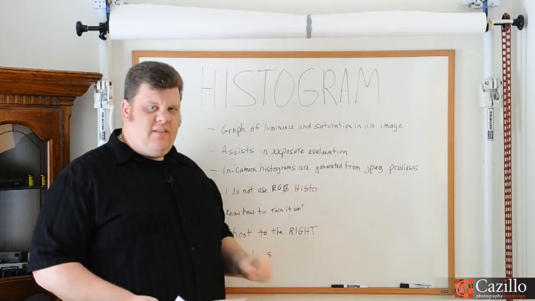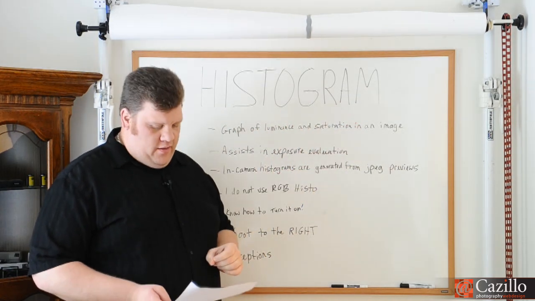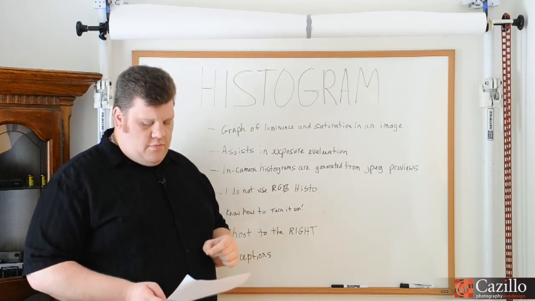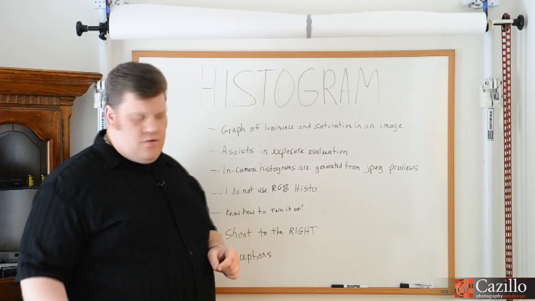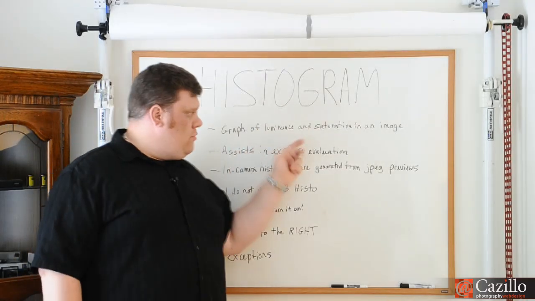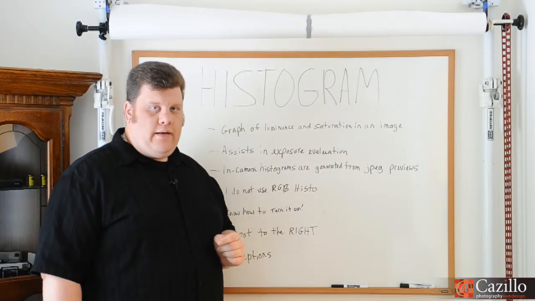Histograms. Definition of histogram from Wikipedia: a graphical representation of the tonal distribution in a digital image. I like to say it a little differently: a graph of luminance and saturation in an image.